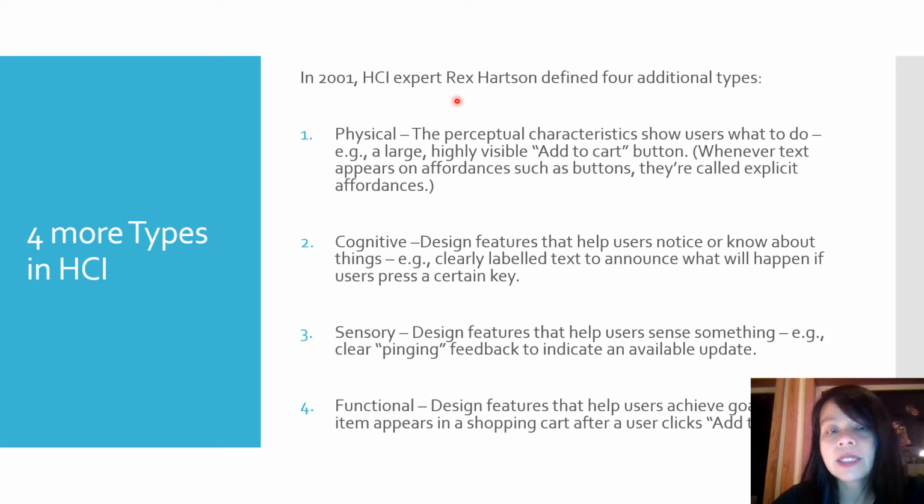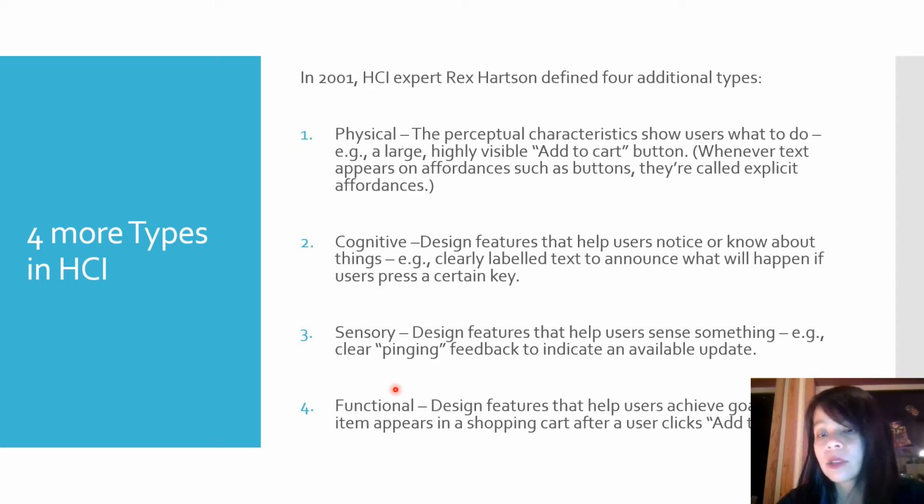In 2001, HCI expert Rex Hartson defined four more additional types of affordances. A physical one, so the perceptual characteristics show users what to do, like a large, highly visible add to cart button. So whenever text appears on affordances, such as buttons, they're called explicit affordances. There's also cognitive, where design features help users notice or know about things. So very clearly labeled text to announce what will happen if users press a certain key. There's also sensory affordances, where design features help users sense something, like a ping feedback to indicate an available update.